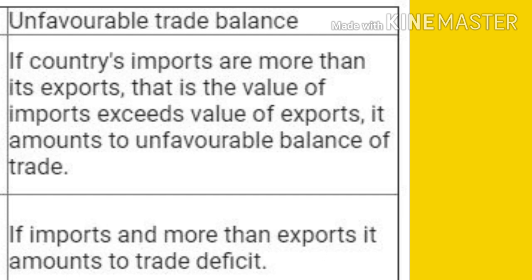Next is unfavorable balance of trade. When the value of imports exceeds the value of exports, we call it an unfavorable balance of trade of a country. So once again, what is unfavorable balance of trade of a country? When the value of imports exceeds the value of exports, we call it unfavorable balance of trade of a country.